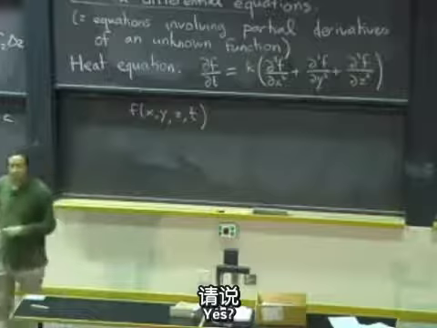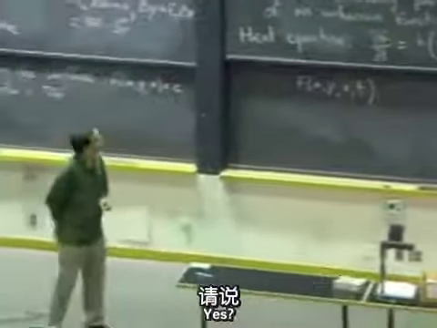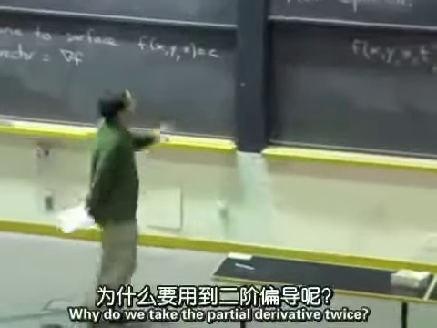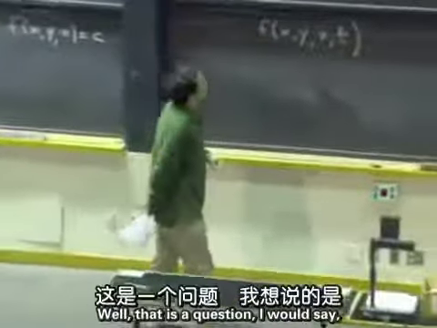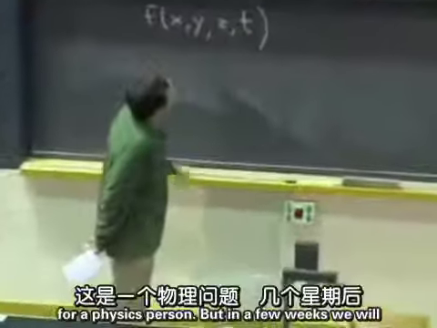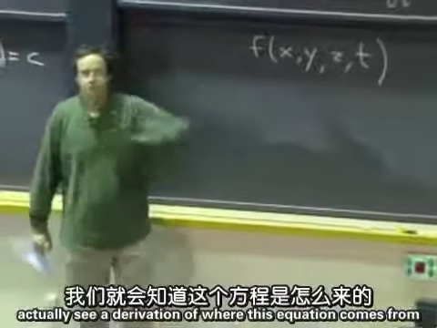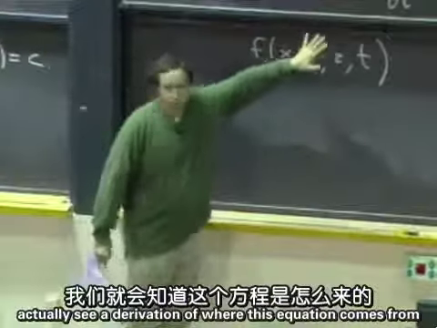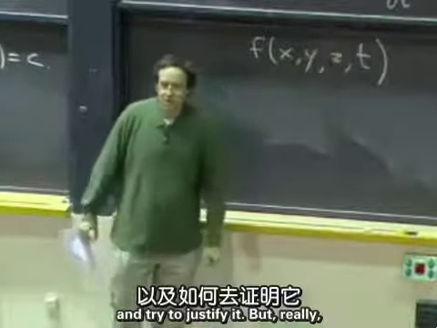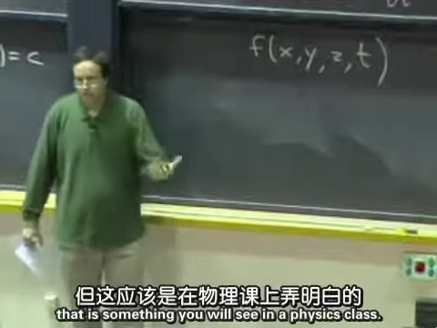Yes? Why do we take the partial derivative twice? Well, I'd say it's a question for a physics person. In a few weeks, we'll actually see a derivation of where this equation comes from and try to justify it. But really, that's something you will see in a physics class, okay?